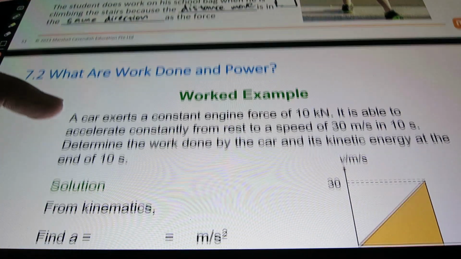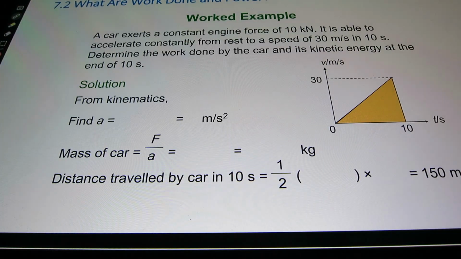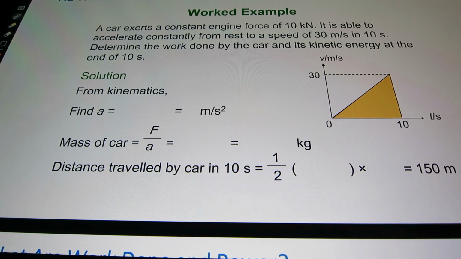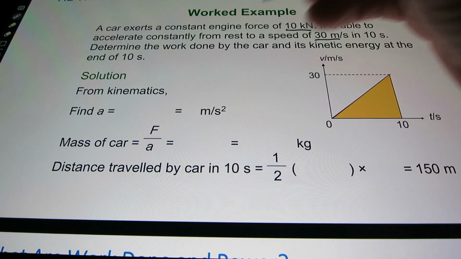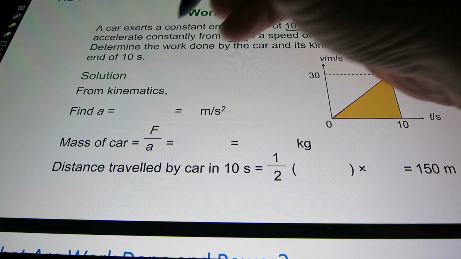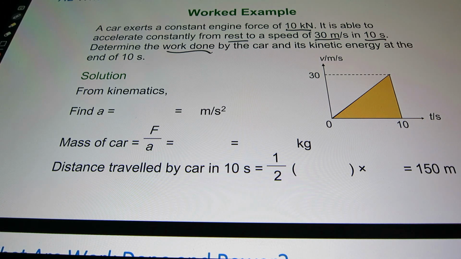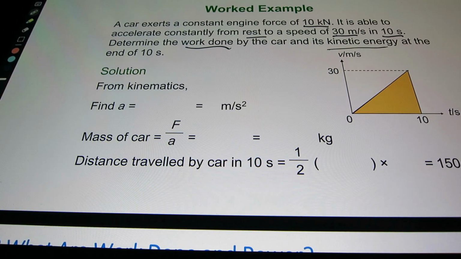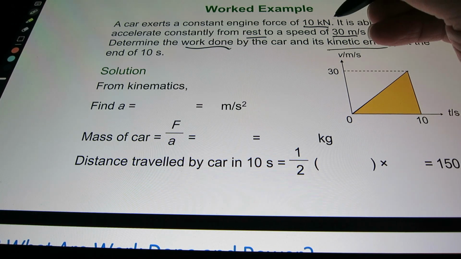Let's look at a sample question here. I have a car moving with an engine force of 10,000 newtons. It accelerates from rest to 30 meters per second in 10 seconds. I need you to help me determine the work done by the car, and after that, the kinetic energy at the end of 10 seconds. Now, this one integrates a little bit of kinematics. This kind of question is quite common.